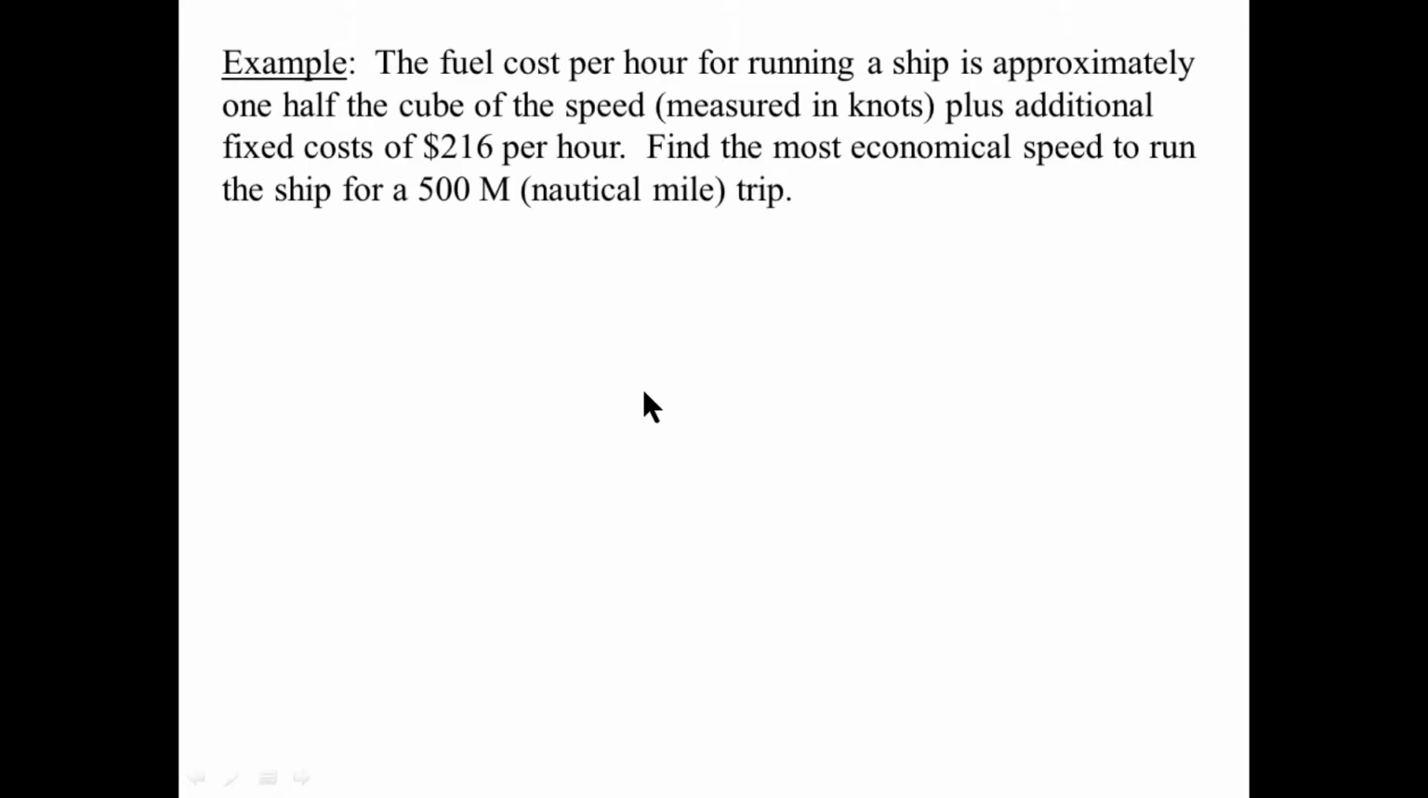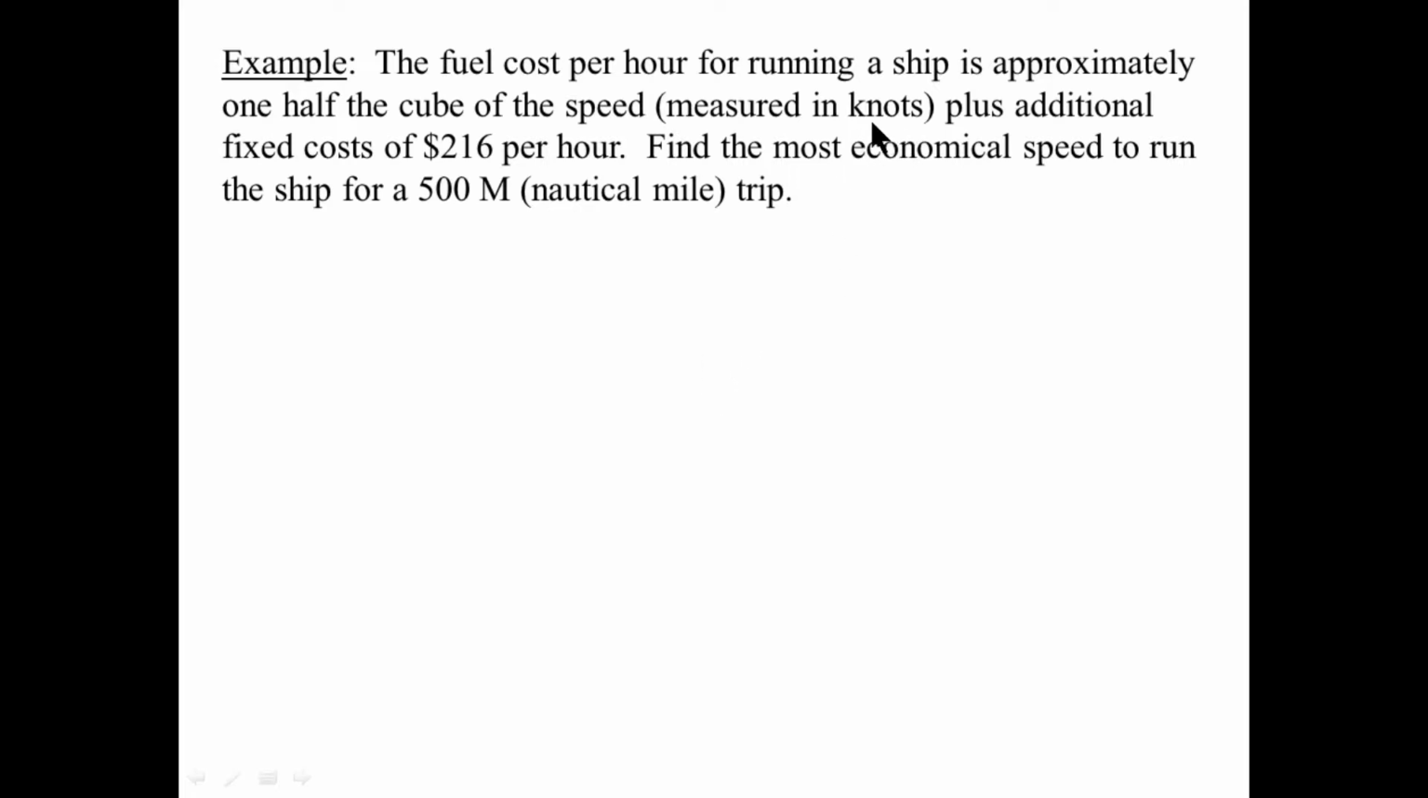A last example: the fuel cost per hour for running a ship is approximately 1/2 the cube of the speed measured in knots, plus additional fixed costs of $216 per hour. Find the most economical speed to run the ship for a trip which is 500 miles long, nautical miles.